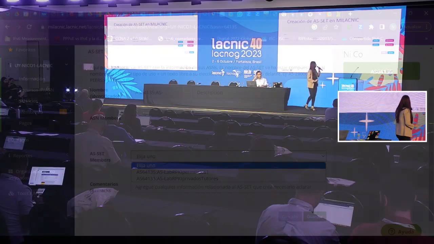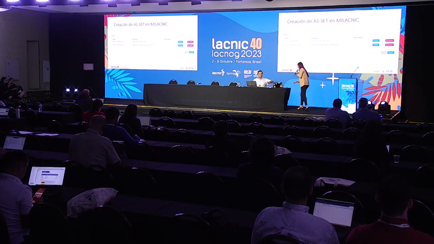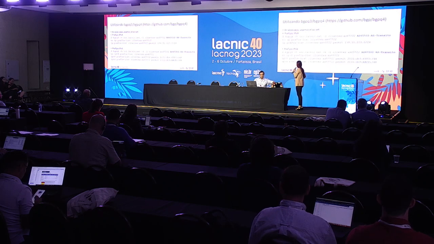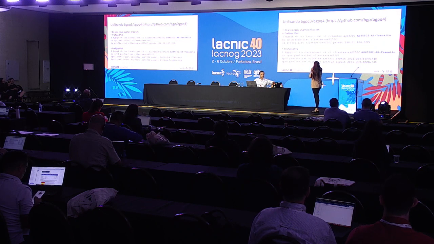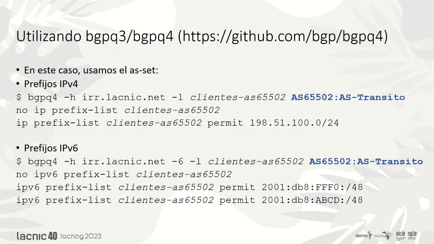So we can now go back to the presentation. Over here, we see how we can use the BGPQ4 tool, which is another tool that will allow us to do queries and then more specifically to generate filters automatically for our routers so that we can use the AS-SET information we have. Let us show you here one of the commands using BGPQ4.